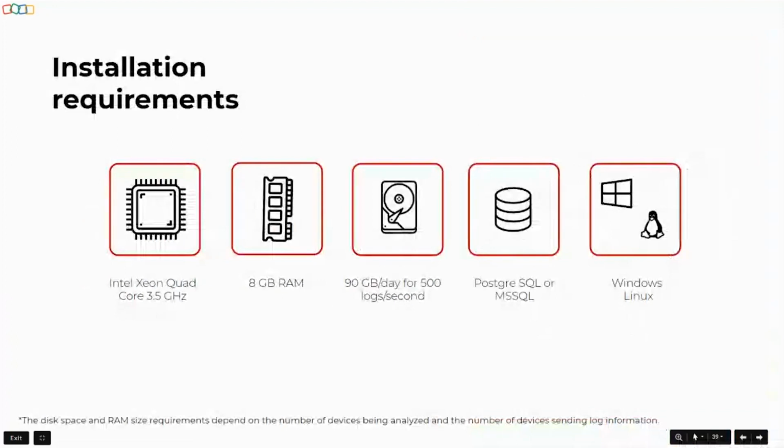All right, so listed here are the basic installation requirements. Firewall Analyzer can be installed on a Windows or a Linux system, and all the syslogs that are received by Firewall Analyzer are by default stored in the Postgres database. If you need, you can configure the syslogs to be stored in an MS SQL database as well. The disk space and the RAM size mentioned here are the minimum requirements, and this might vary based on the number of devices that are being analyzed and the number of devices sending log information to Firewall Analyzer.